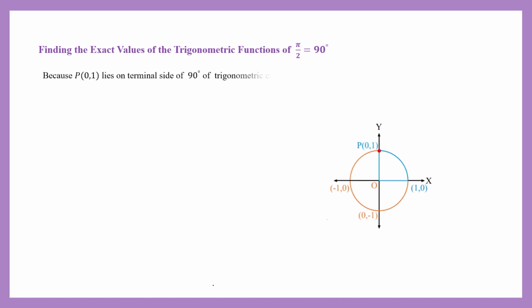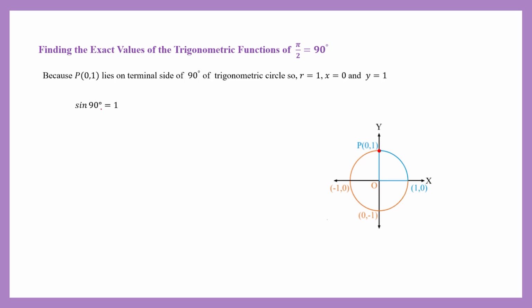Because the point P (0, 1) lies on the terminal side of 90 degrees, we can say the x-component, or the abscissa, of the point P is 0, and the ordinate is 1. Also, in the previous lecture we discussed that if we have the intersection point of the terminal side of an angle and the trigonometric circle, the abscissa will be equal to the cosine of that angle, and the ordinate is equal to the sine of that angle.